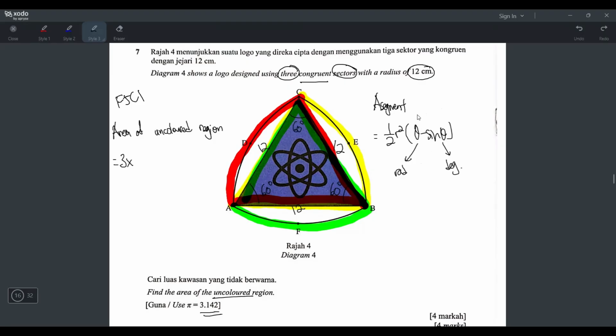Oh, just want to mention a bit. This formula actually comes from 1 over 2 r squared theta minus 1 over 2 r squared sine theta. Because when you're trying to find area of segment, you are taking area of sector, which is 1 over 2 r squared theta, minus the area of triangle, which is 1 over 2 r squared sine theta.